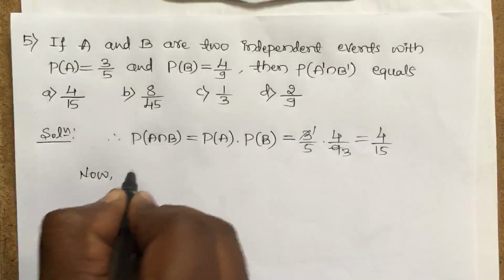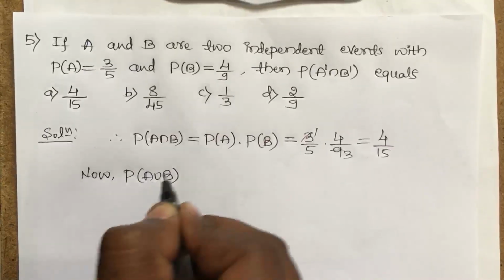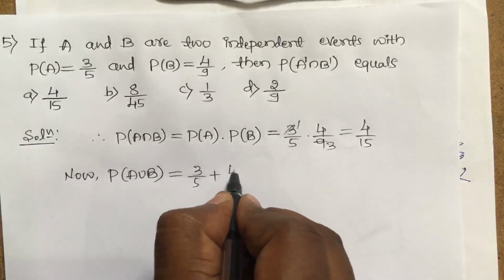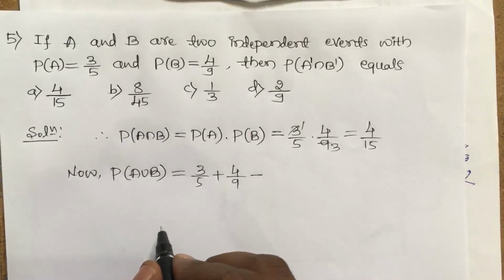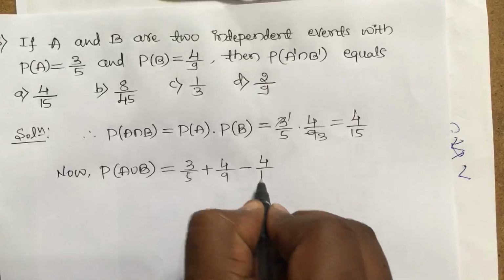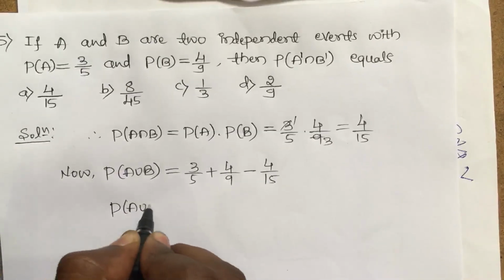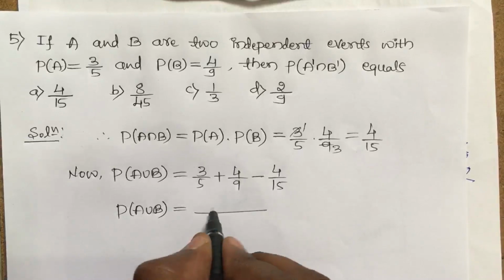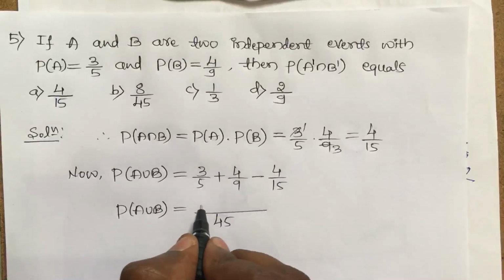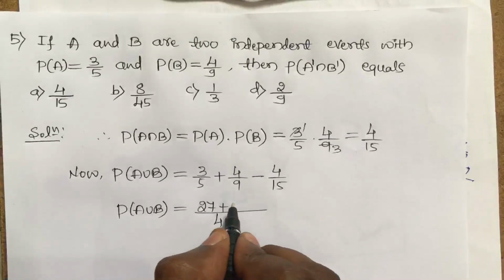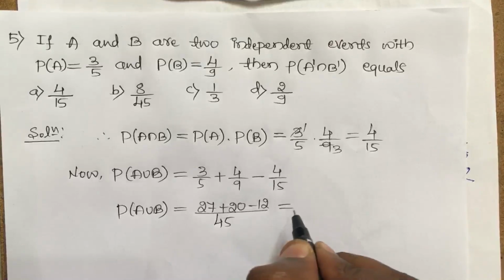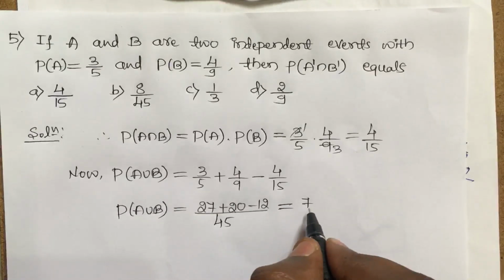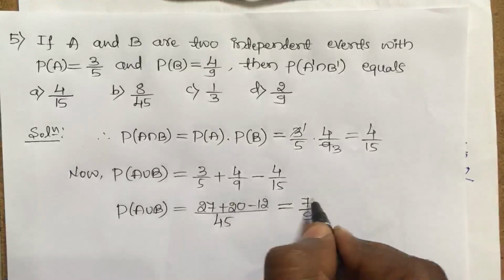Now P of A union B is equal to P of A, which is 3 by 5, plus P of B, which is 4 by 9, then minus P of A intersection B, which is 4 divided by 15. So simplify this. P of A union B is equal to, the LCM of 5, 9 and 15 will be 45. So here we get 27 plus 20 minus 12. So how much do we get now? We get 7 by 9.